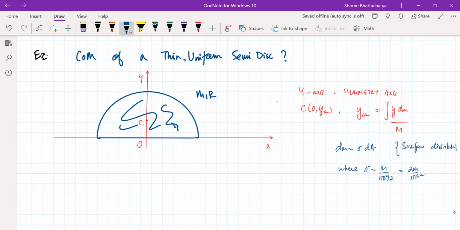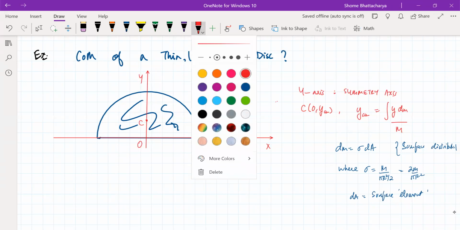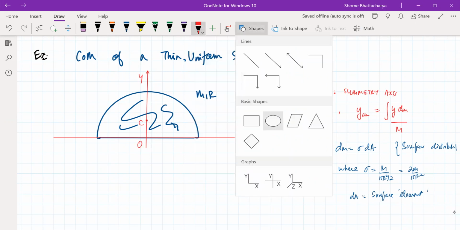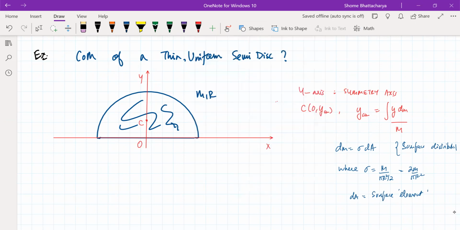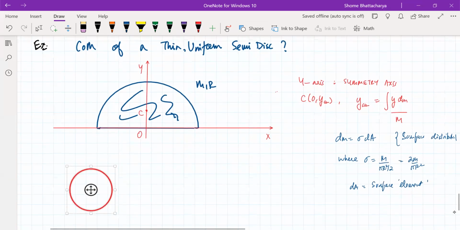But what about dA? So dA is a surface area element. So it's what we call a surface element. It depends on how we slice this surface. Now what we will do here is that we will slice this surface into semicircular arcs.